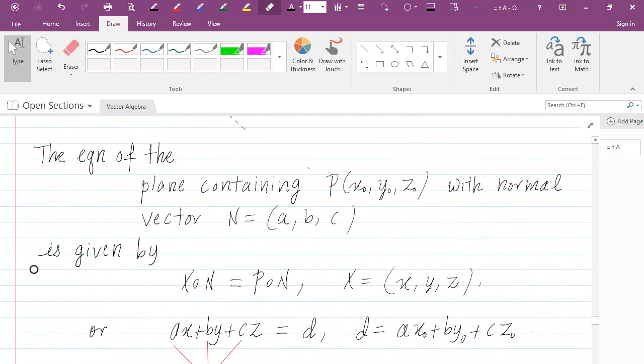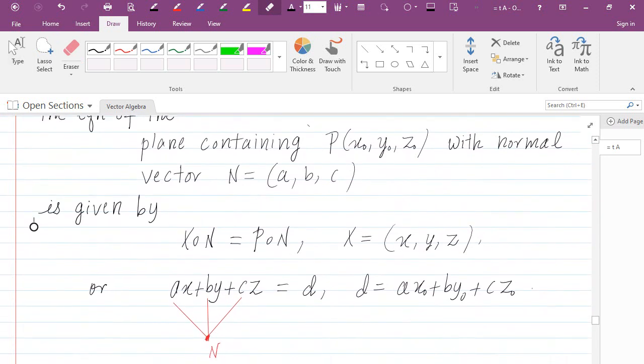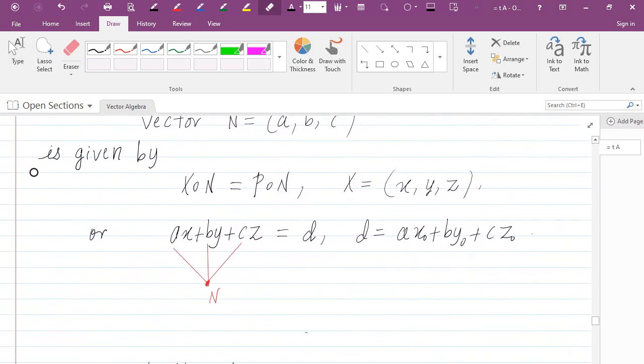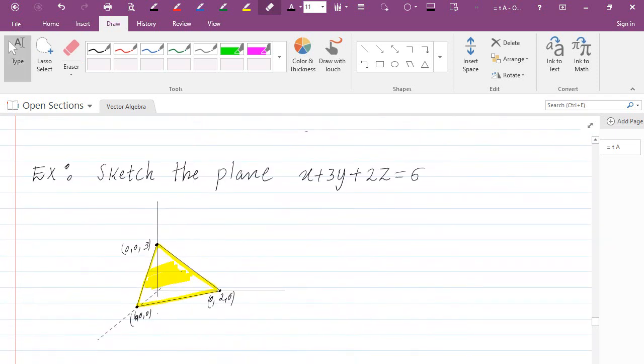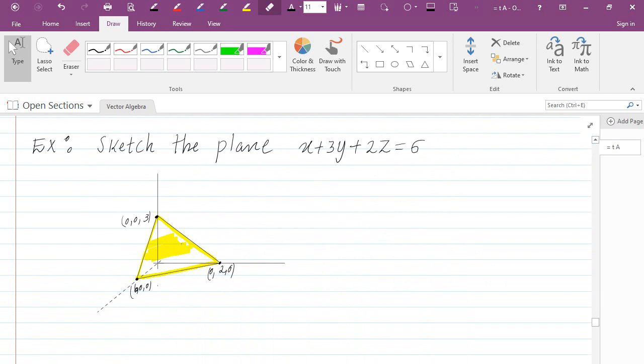Okay, so we have come up with the equation of a plane in 3-space. So let's say I want to sketch the plane x plus 3y plus 2z is equal to 6. How would I do that? Well, to do that, I'm going to find the x, y, and z intercepts.